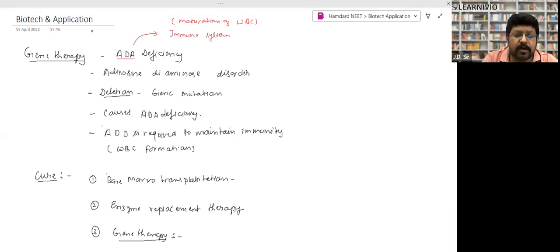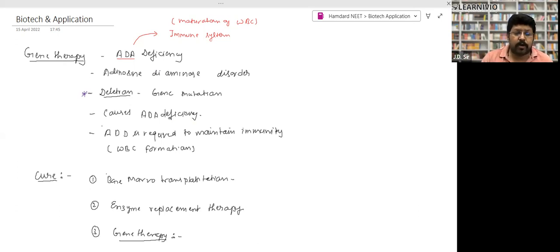What happens in this disorder? In this disorder, deletion of a gene takes place, right? Due to gene mutation. Every line is a question over here. Why does this disease take place? The factor behind this disease is deletion mutation, right? We have already discussed deletion, duplication, translocation, transversion, remember, right? So one of the factors which we discussed is the deletion, right? So because of the deletion mutation, the gene responsible for formation of ADA gets deleted. When the ADA gene is deleted, ADA formation will not take place. It will cause ADA deficiency.